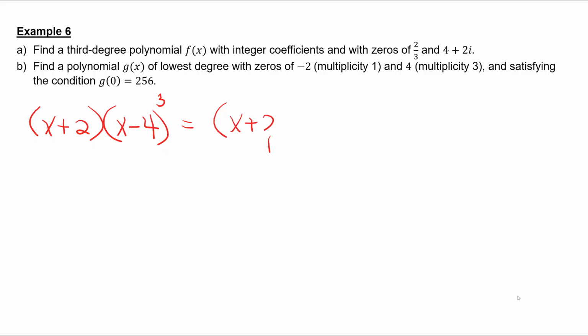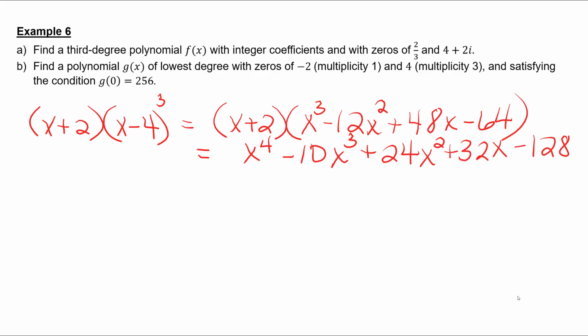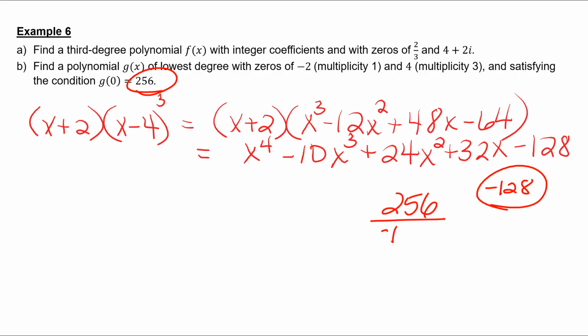So if we multiply all this out, which I didn't do in class, we can go ahead and do that. This is what it looks like to cube a binomial. And then we can just multiply all that out, use the distributive property. We want g of 0 to be 256, but if we put 0 into that function, we're going to get -128. But I know I can multiply this function by any constant I want to. It's not going to change the zeros. It's not going to change the fact that it is a function with those zeros. If you want to figure out what that is, 256 divided by -128 is going to be -2. So if I multiply the whole function by -2, I'll have the function that I want.